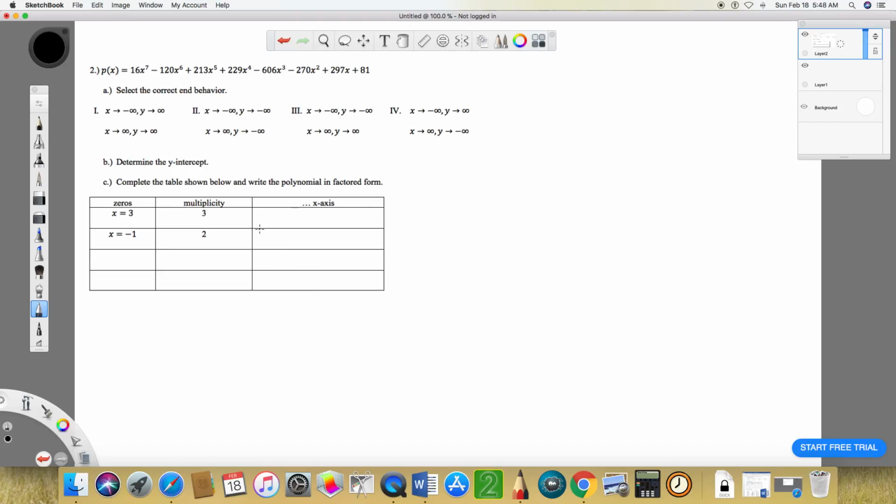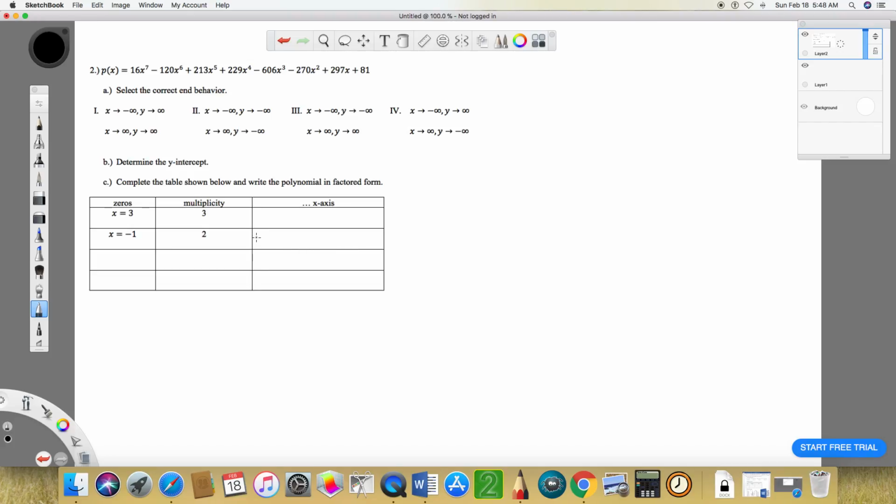Let's take a look here at problem number 2. We have a polynomial function, and we have several things to answer about its graph. To select the correct end behavior, the end behavior is what's happening in the graph when you're very far away from the origin, far in a positive sense and far in a negative sense. In other words, as x approaches positive infinity or as x approaches negative infinity, what is the graph doing?